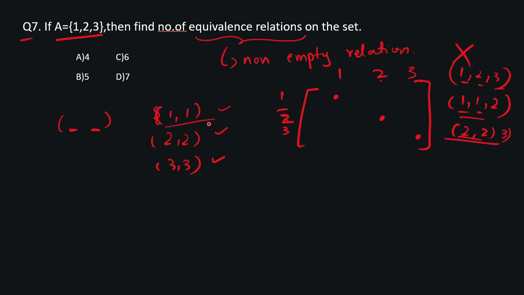So we get total 1, 2, 3, 4, 5. So the answer is 5. Option B is the correct answer. The number of equivalence relations on set A, 1, 2, 3, is 5. Now let us move on to the next question.